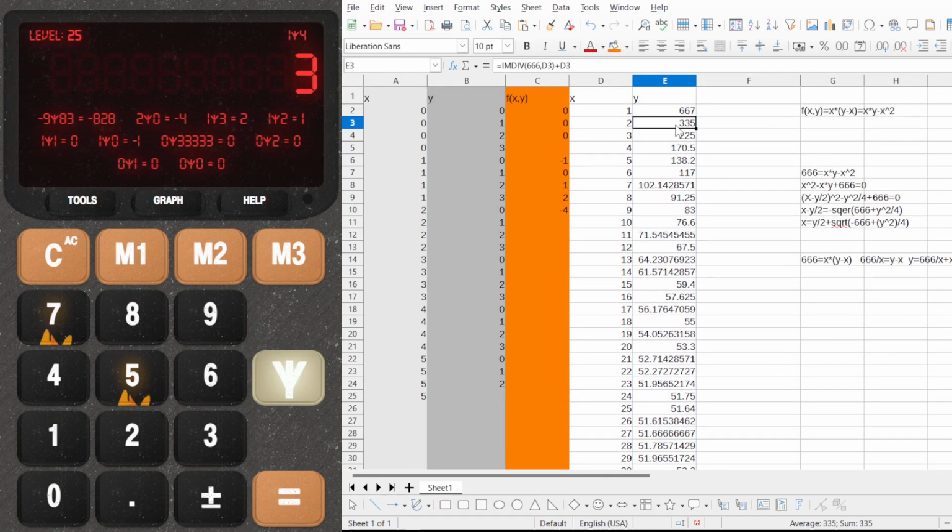We can go for 3, 3, 5 and 2. Doesn't work. 3 and 225 also doesn't work. 4 and 170.5 doesn't work. 5 doesn't work. 6 and 117 doesn't work. This one doesn't work. 9 and 83. Okay.